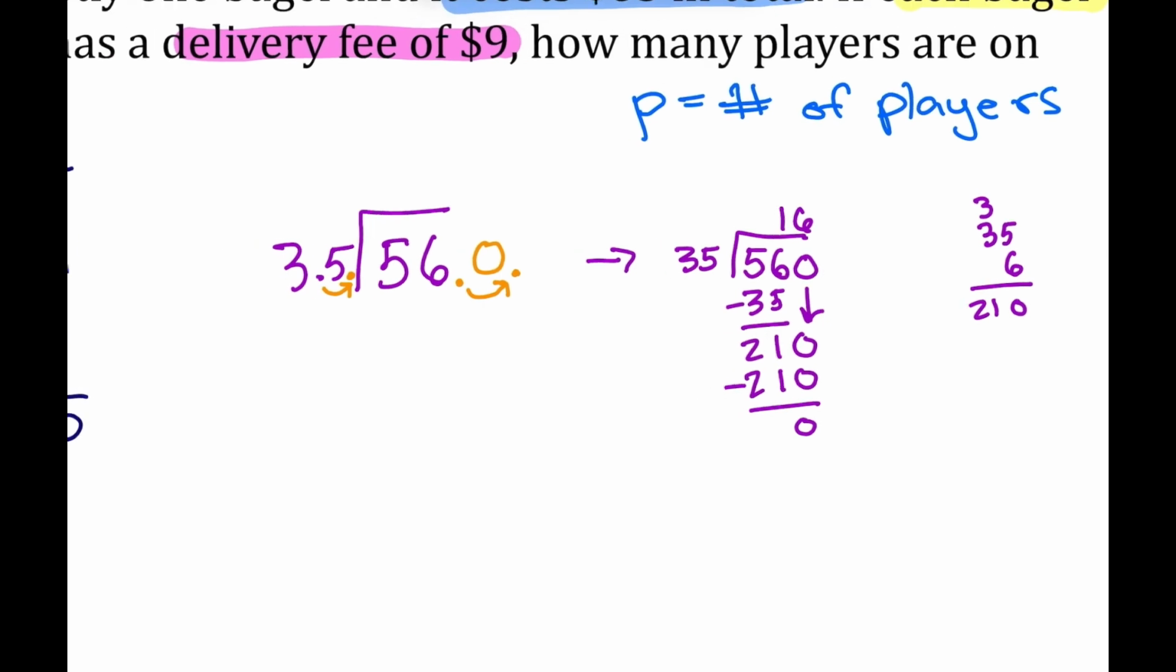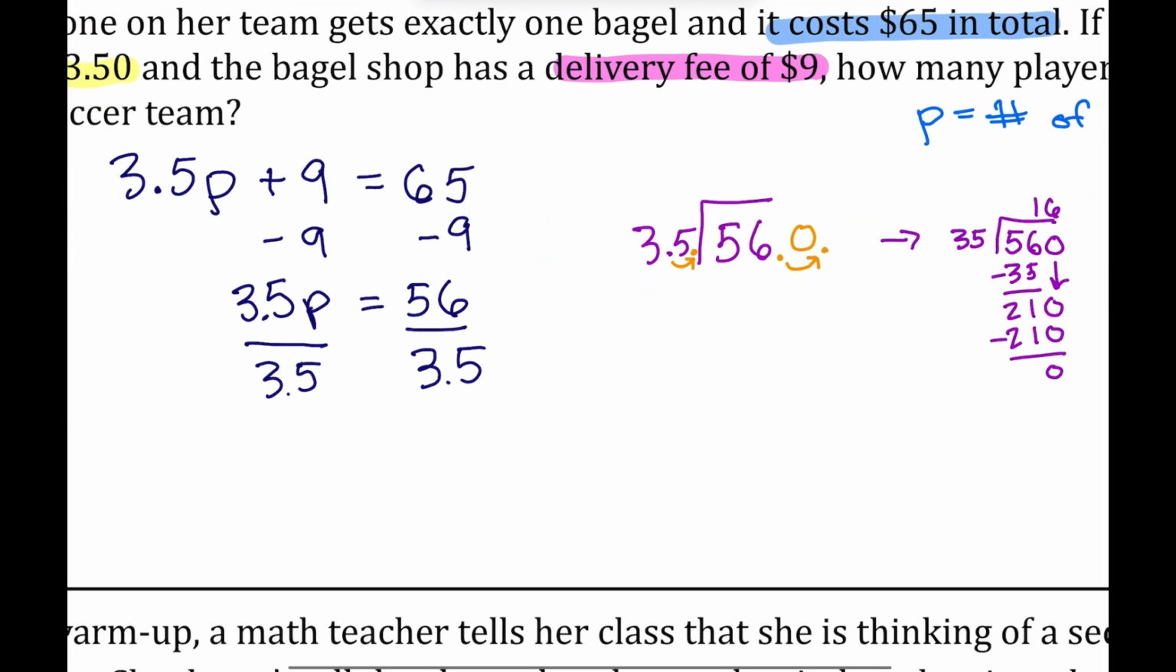So now we can finish solving the problem. We say that P equals 16. And so to answer the question in context, that means that there are 16 players on the soccer team.